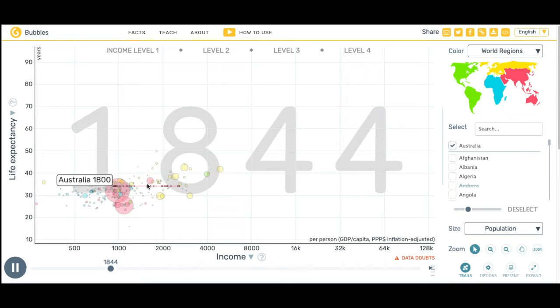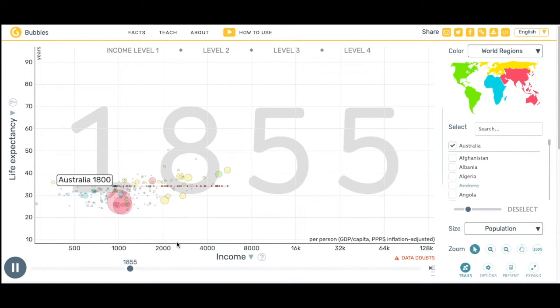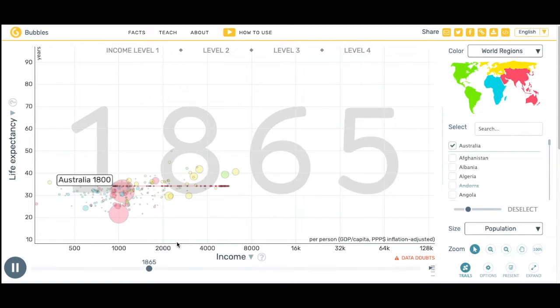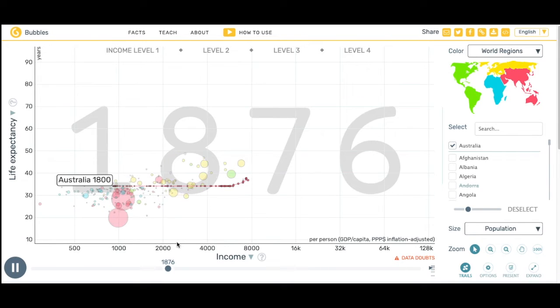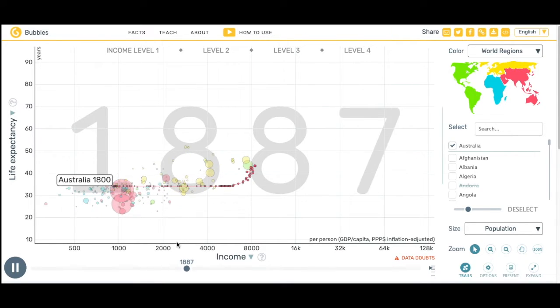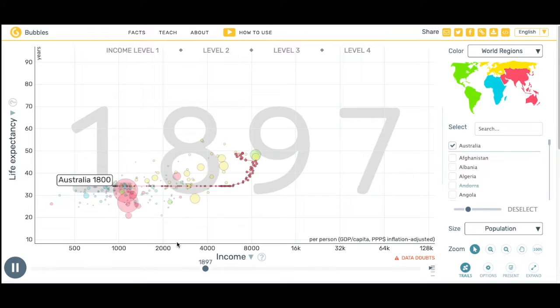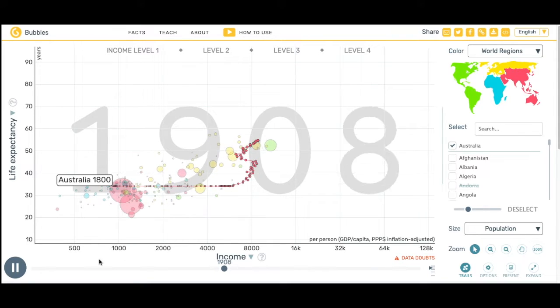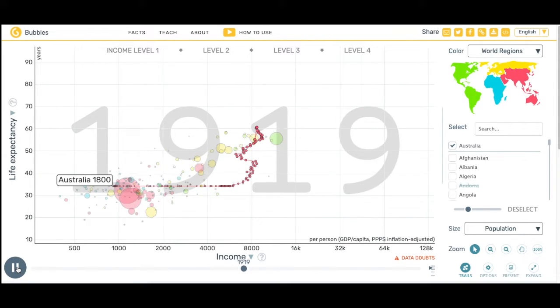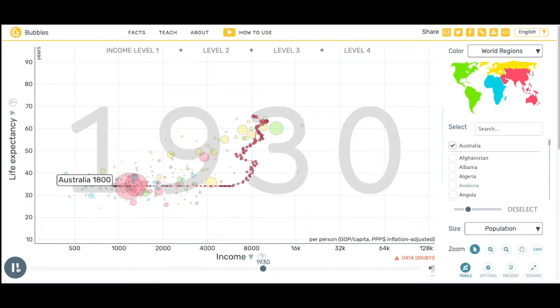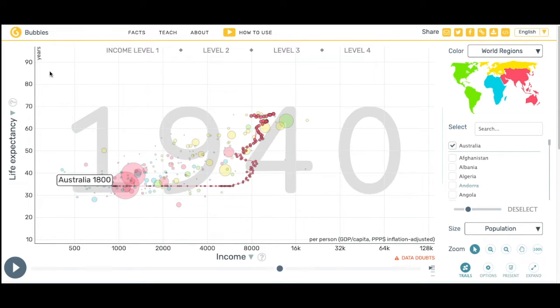You can see it's pretty static for a long time and then it will start to grow. And you can track Australia's progress over time. So this is a really effective and powerful visualization that conveys a lot of information very, very clearly.